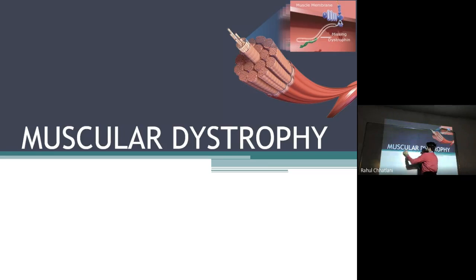Muscular, as the name suggests, related to muscles. Dys means dysfunction. It can be plus or minus, most of the time it's decrease, minus. And trophy means tone. So change or dysfunction in muscles, specifically related to the tone of the muscle, that is muscular dystrophy.